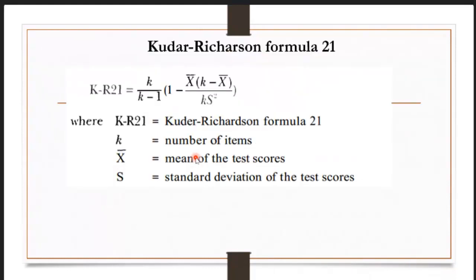Okay. And the next one is Kuder-Richardson formula 21. We also have Kuder-Richardson formula 20, and I will tell you the reason why. There are two kinds of formulas in this case. The first one is Kuder-Richardson formula 21, and it is believed that this formula will give more correct results for the multiple choice test rather than other types of tests.